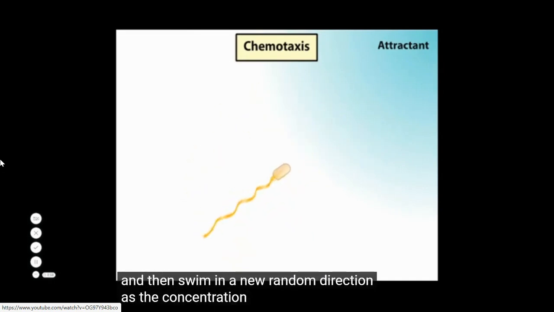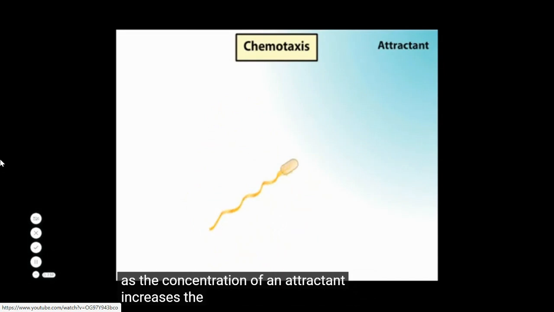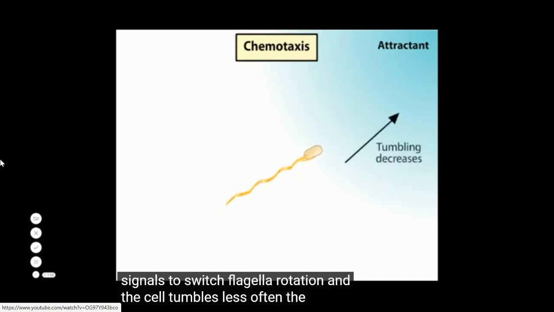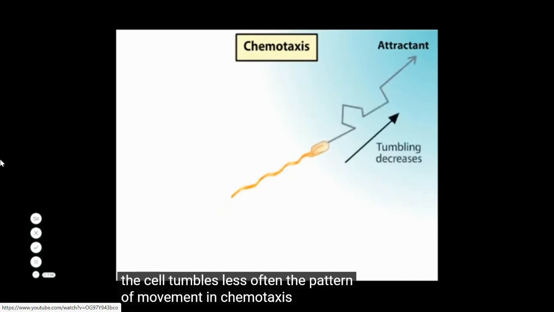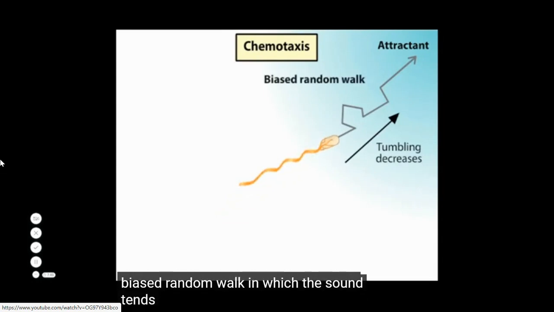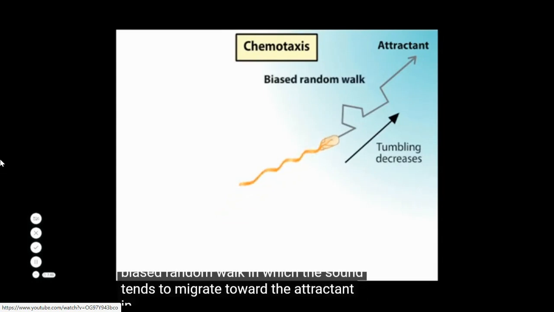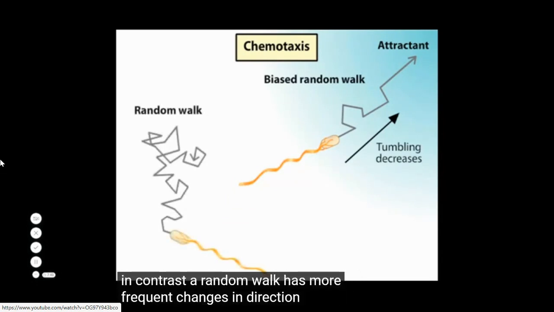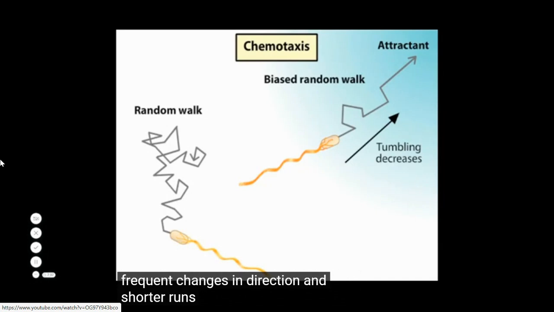As the concentration of an attractant increases, the cell generates fewer signals to switch flagellar rotation, and the cell tumbles less often. The pattern of movement in chemotaxis is called a biased random walk, in which the cell tends to migrate toward the attractant. In contrast, a random walk has more frequent changes in direction and shorter runs.